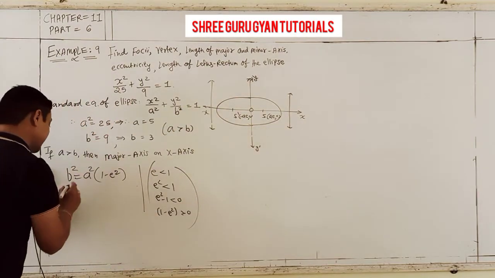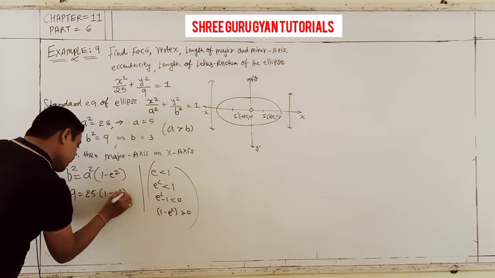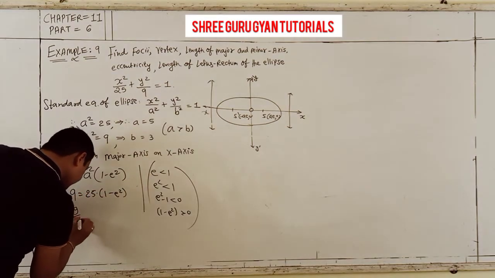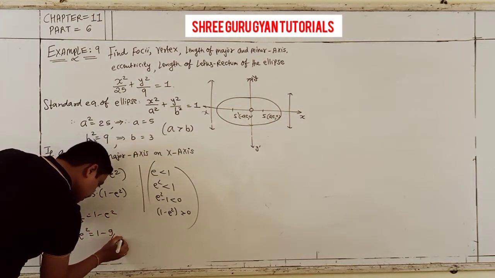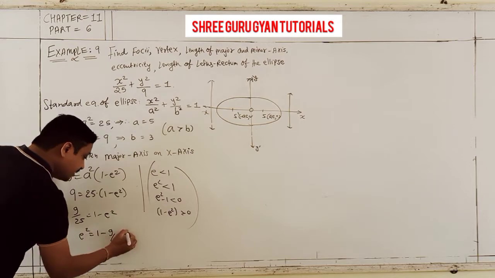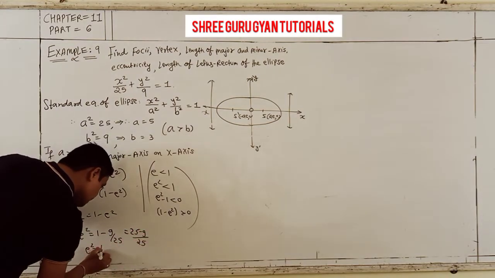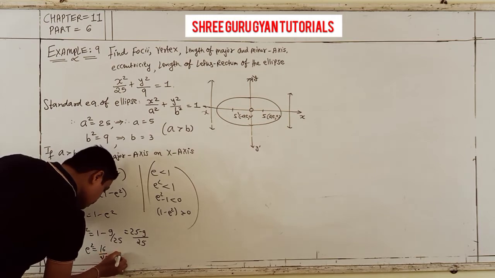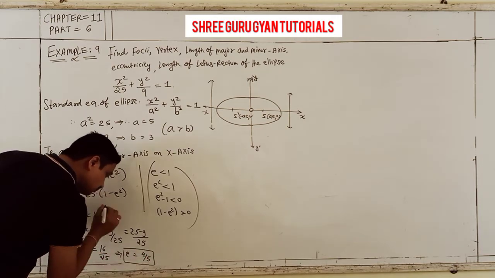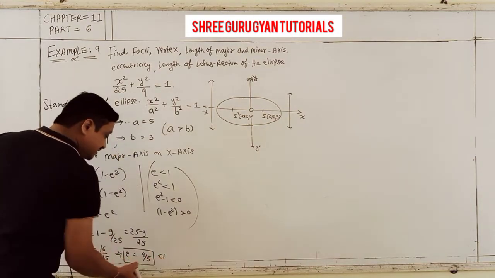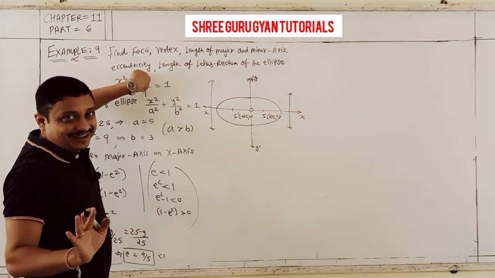b square is 9, a square is 25, and it becomes 9 by 25. So e square is equal to 1 minus 9 by 25. So 25 minus 9, you get exactly, students, 16 by 25. So what's your e? 4 by 5, that's your e. You check, it is less than 1. Definitely your eccentricity is clearly known.